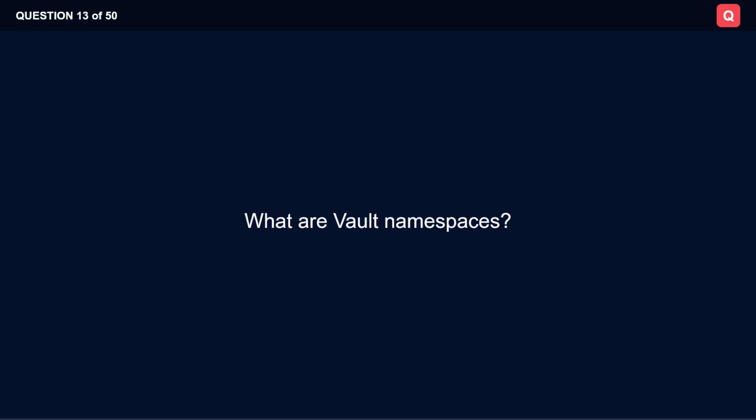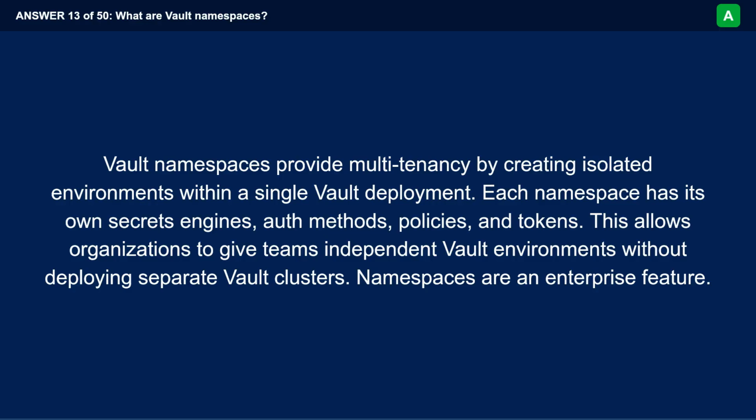What are Vault namespaces? Vault namespaces provide multi-tenancy by creating isolated environments within a single Vault deployment. Each namespace has its own secrets engines, auth methods, policies, and tokens. This allows organizations to give teams independent Vault environments without deploying separate Vault clusters. Namespaces are an enterprise feature.